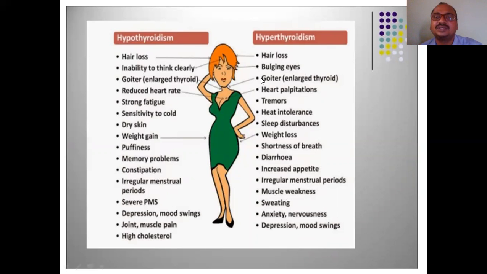Hyperthyroid symptoms: hair loss, bulging eyes, goiter, which is swelling of your thyroid gland, enlarged thyroid, heart palpitations, tremors, heat intolerance, sleep disturbances, weight loss, shortness of breath, diarrhea, increased appetite, irregular menstrual periods, muscle weakness, sweating, anxiety, nervousness, depression, mood swings. If your mood keeps changing, go and check your thyroid gland. And in hypothyroidism the symptoms are opposite, like constipation.